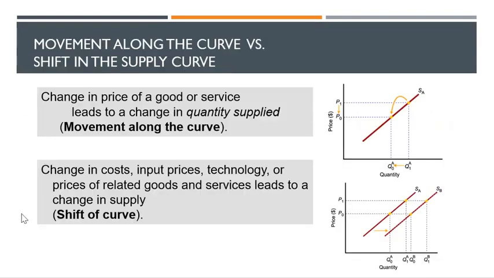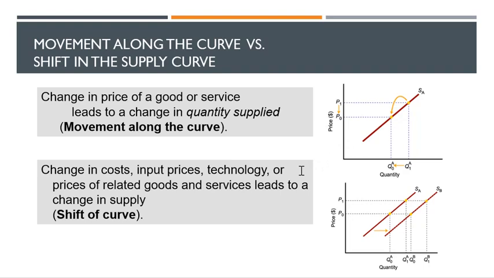Now let's discuss the movement along the supply curve and the shift in the supply curve. Movement along the supply curve only occurs when there is a change in the price of a good or service. So if you look at this graph, when price decreases from P1 to P0, quantity supplied decreases from Q1 to Q0. So this movement along the same supply curve occurs when price changes.